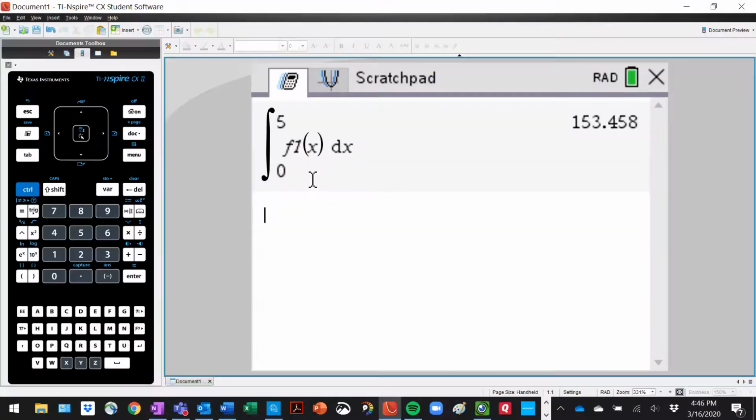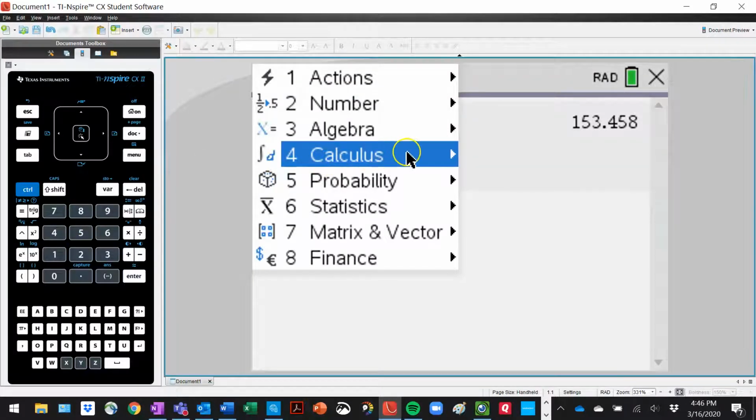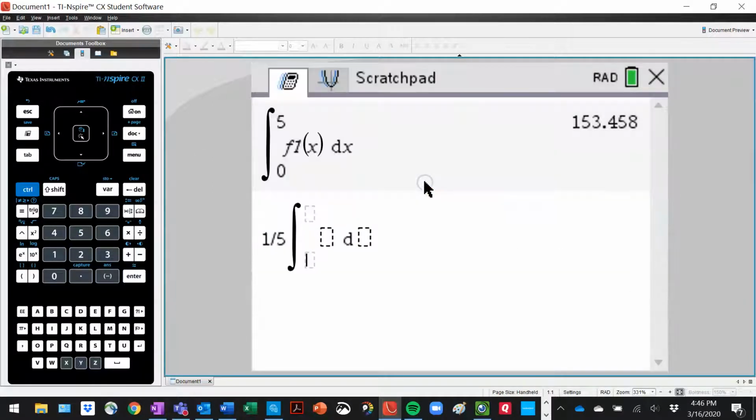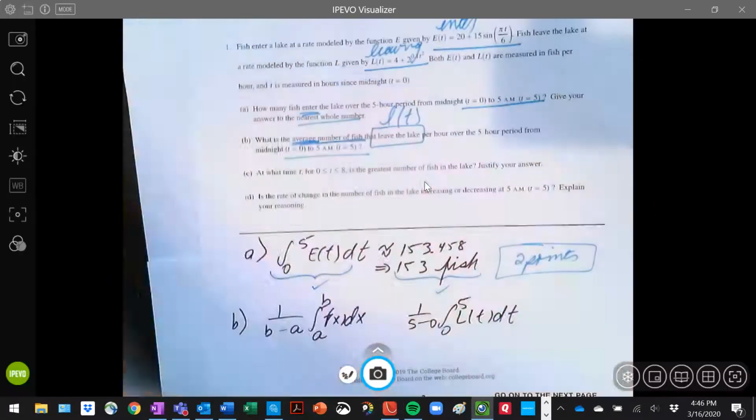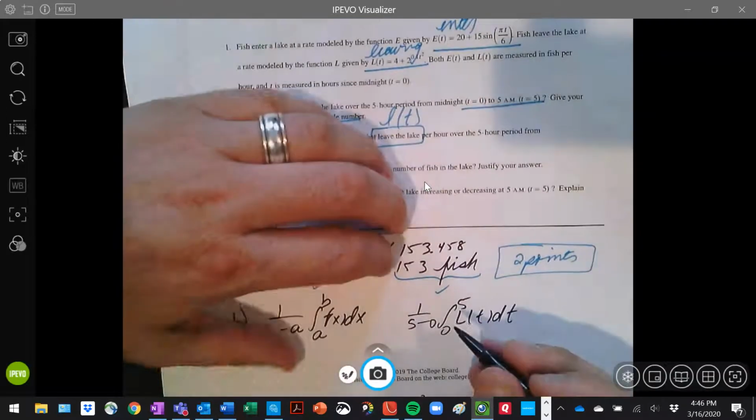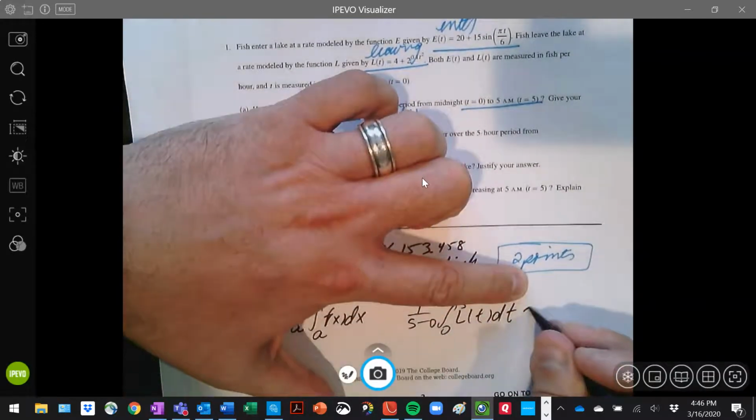Here we go. So 1/5 times the numerical integral from 0 to 5. L of x is f2 of x, so f2 of x dx. And I'm getting 6.059. Let's go back and write that down. The integral, the average value is, what do we say?